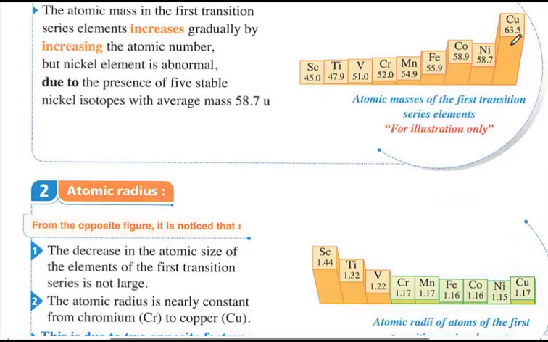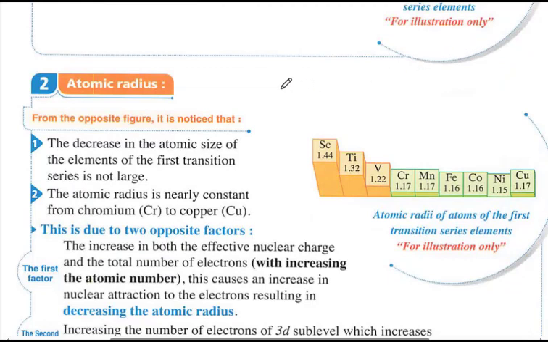So we have to take this into consideration, and also when we discuss electrochemistry, we will memorize that copper's atomic mass is 63.5. So the element which precedes copper is nickel. So let's speak about another general property, which is the atomic radius.